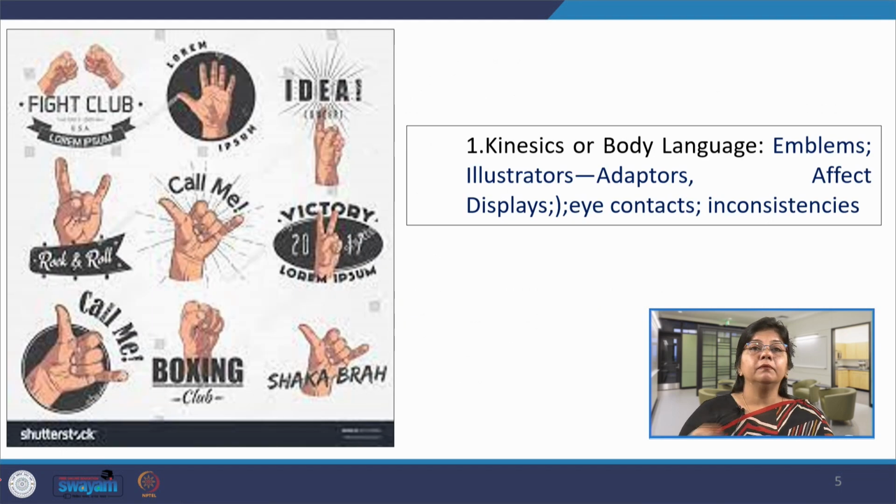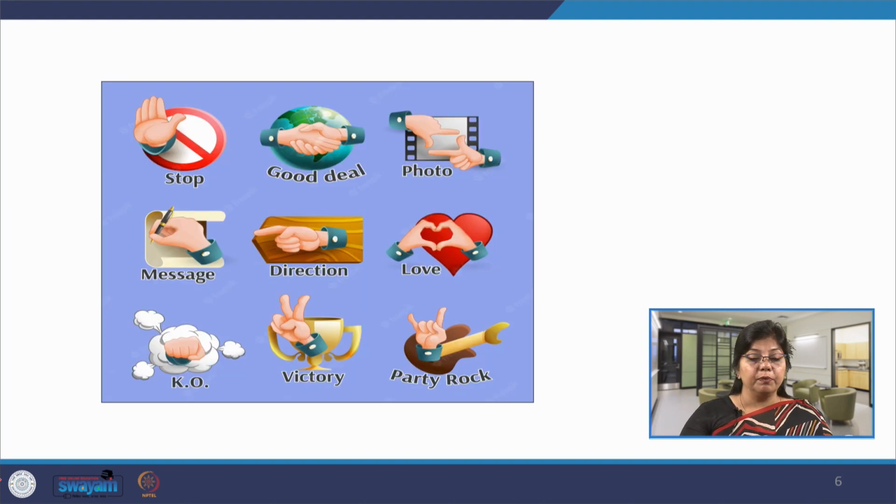These are some pictorial representations of emblems, illustrators, adapters and eye contact. For example, Fight Club, Call Me. For idea we have this kind of gesture, then rock and roll, victory for V, call me, boxing, shakabara. These are some limited pictorial representations, but if we come in contact with different cultures, there will be different kinds of displays. Here are some more pictures: how to stop, good deal, photo. It can be this way also, messages, direction, love.